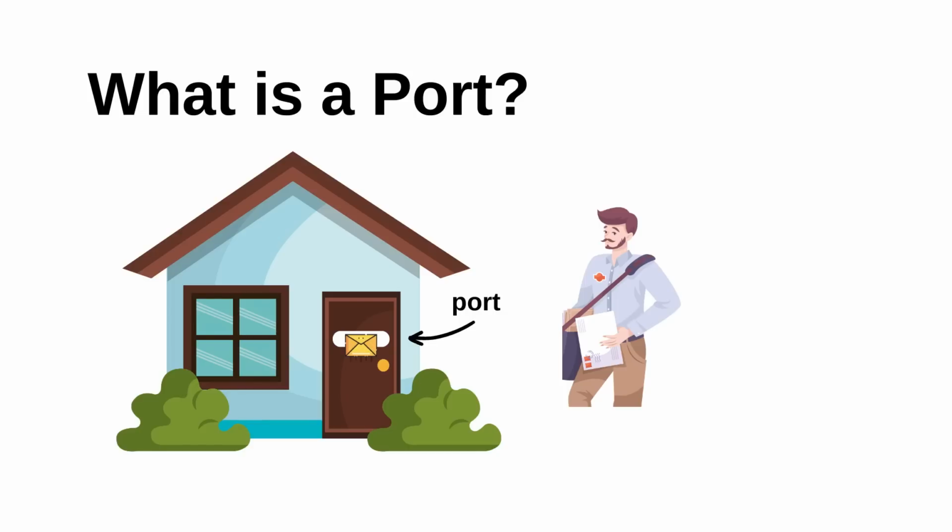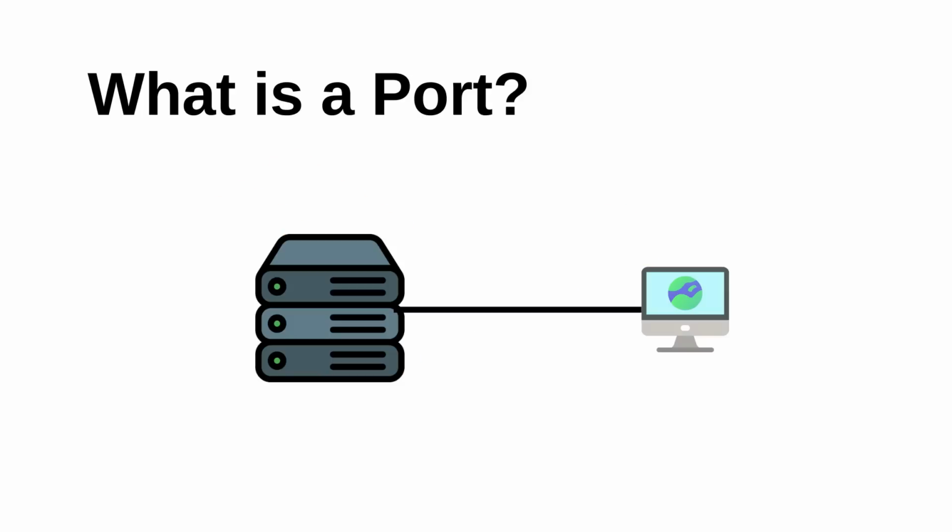The same applies to computers. Now let's show this example in the computer world. There is a server and a computer in the image. The computer will send a request packet to the server. Think of the server as the house and the computer as the postman. In fact, the server is a computer that provides a service. This service can be HTTP, DNS, or FTP.